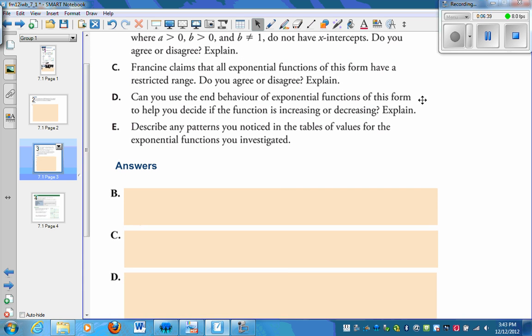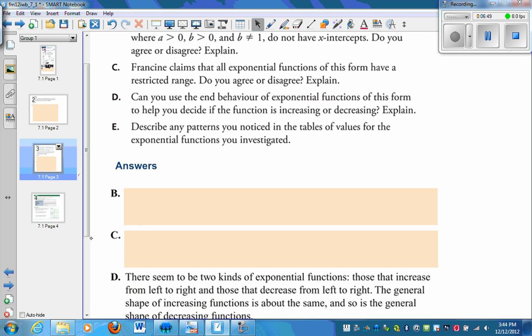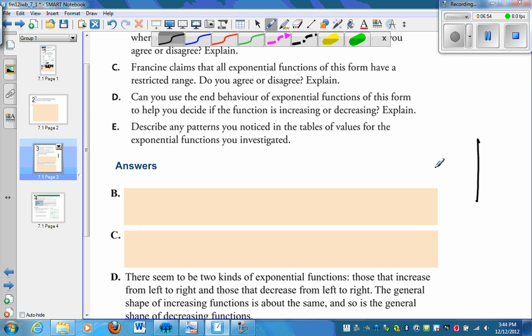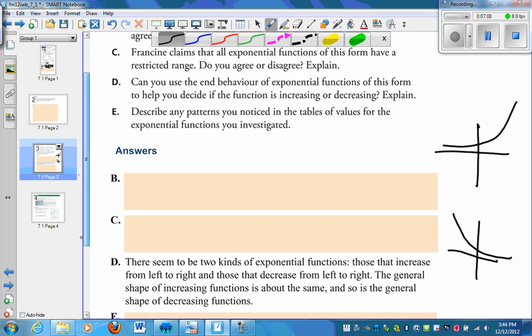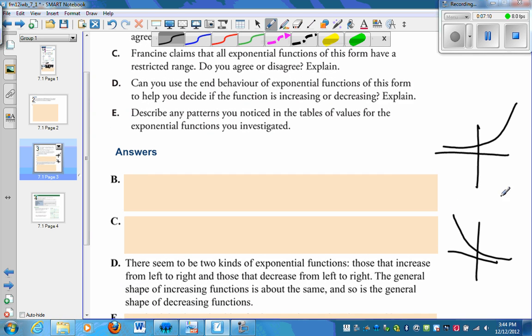Can you use the end behavior of exponential functions of this form to help you decide if the function is increasing or decreasing? Explain. There seems to be two kinds. Those that increase from left to right, so that's when it looks like this, or decrease from left to right. The general shape is about the same, so is the general shape of decreasing functions. So there's no way of saying where it begins and ends is going to tell if it's increasing or decreasing, but looking at it you can tell if it is.